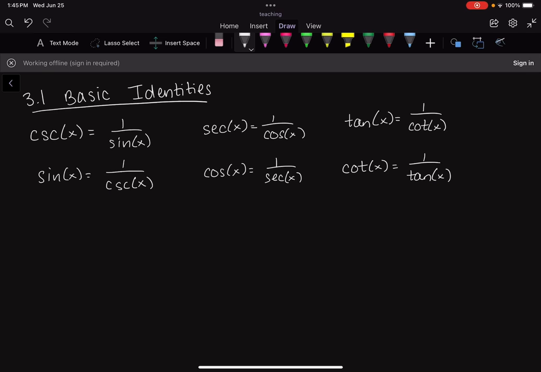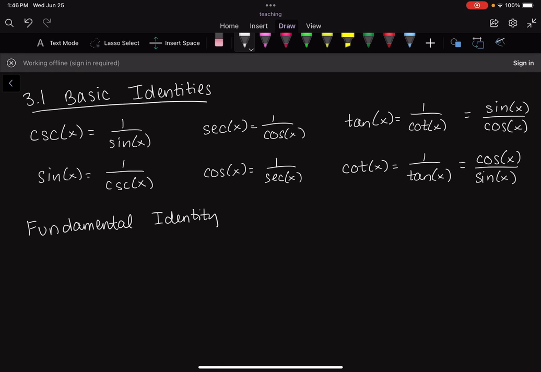Also, tangent and cotangent can also be written in terms of sine and cosine. So tangent is sine over cosine, and then cotangent is cosine over sine. So we still need to know all of these, and we'll get into using them a good bit. We also know the fundamental identity, which is sine squared plus cosine squared is equal to 1.